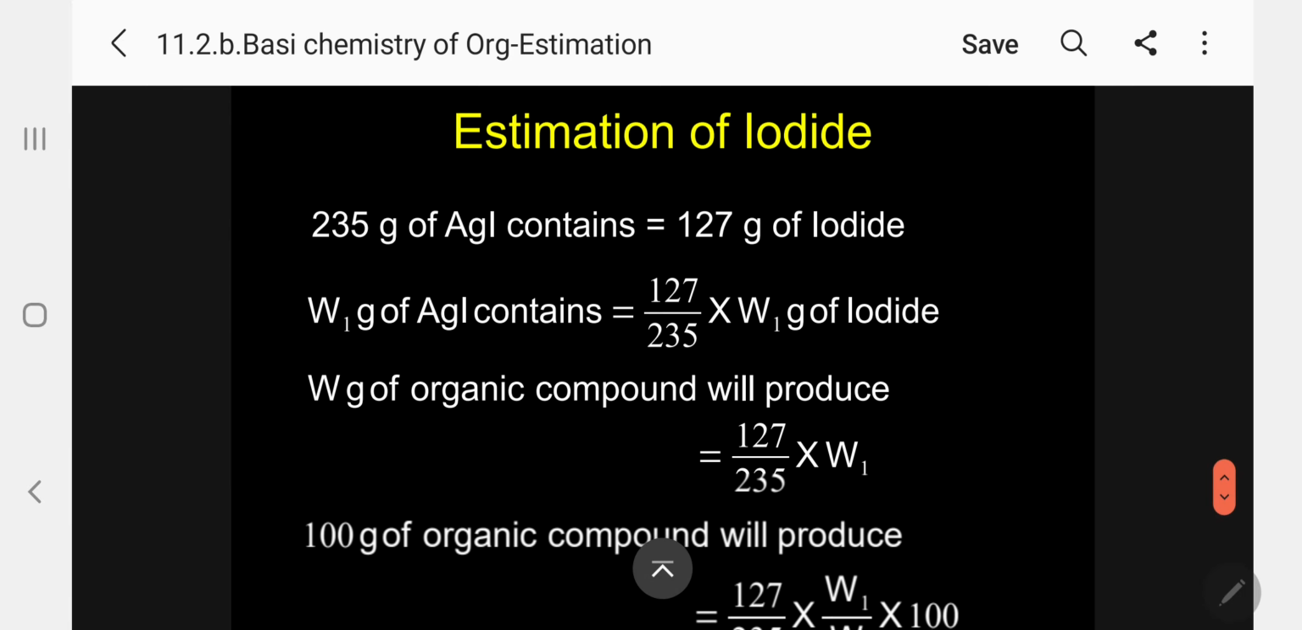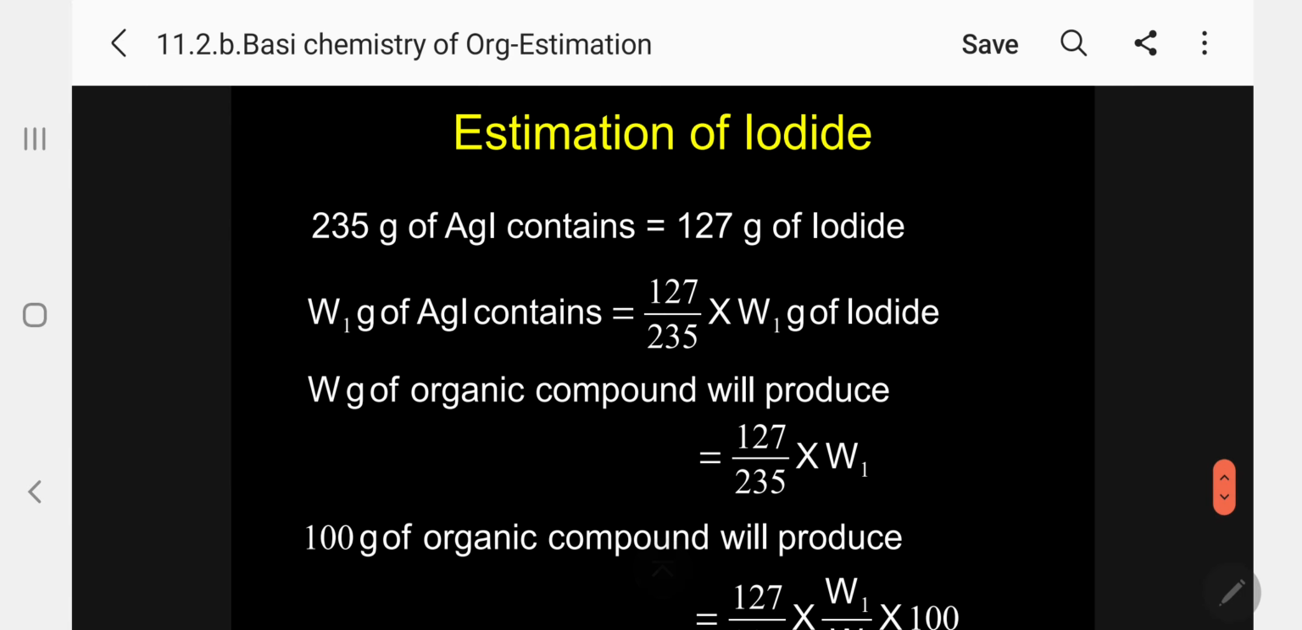The next one, estimation of iodine. The same way we can follow. In that case, 108 plus the iodine weight. 235 is the molecular weight of silver iodide. You just subtract 108 and you know the atomic weight of iodine: it is 127. 127 plus 108 will give 235. So 235 grams of silver iodide contain 127 grams of iodine.